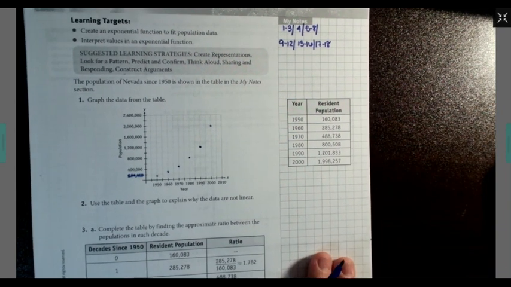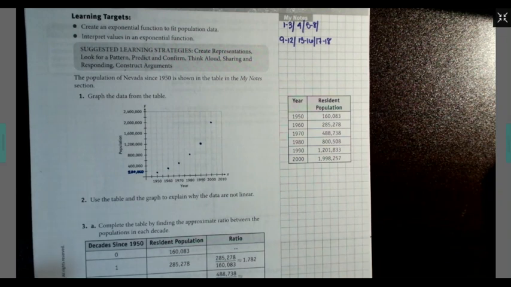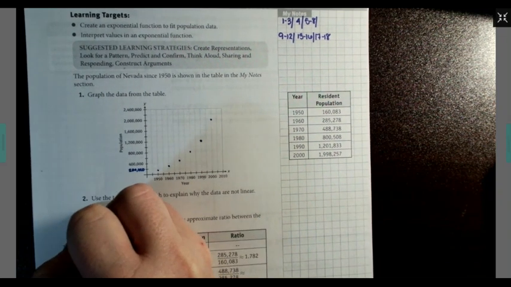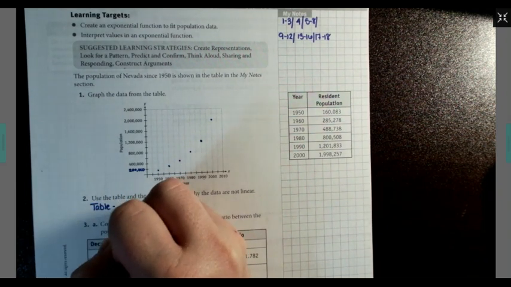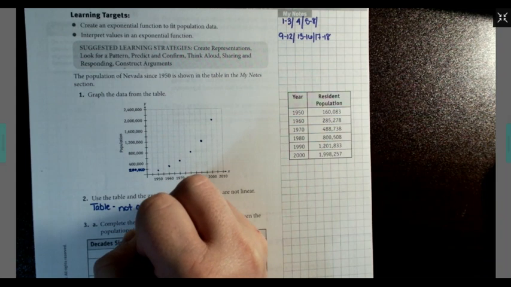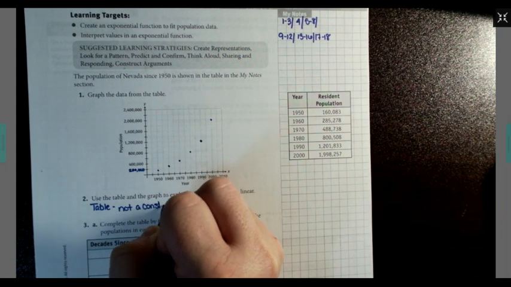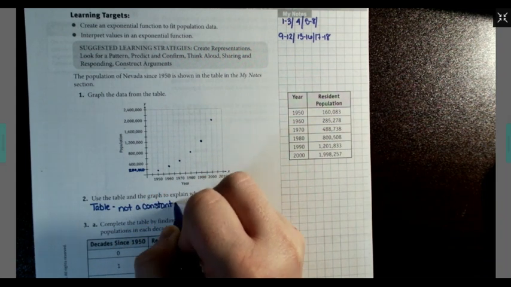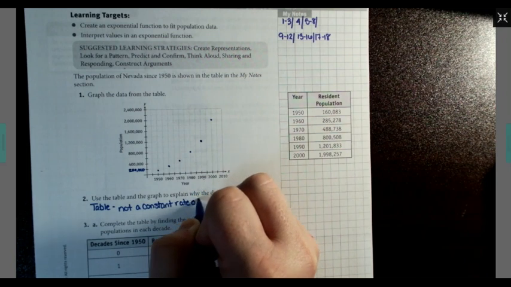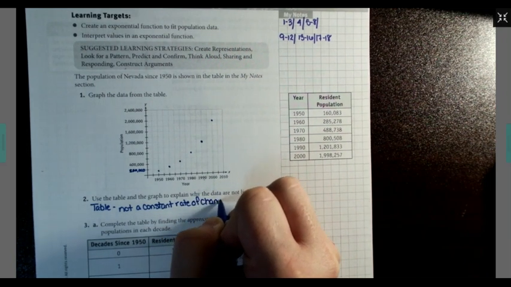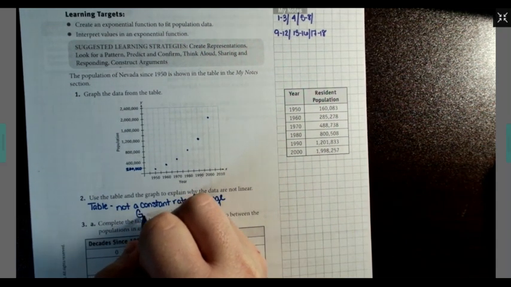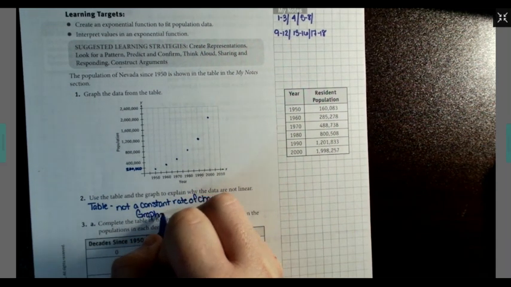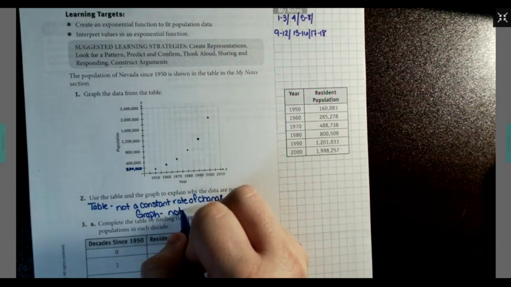Use the table and/or graph to explain why this data is not linear. Using the table, there is not a constant rate of change. Using the graph, this is clearly not a straight line.